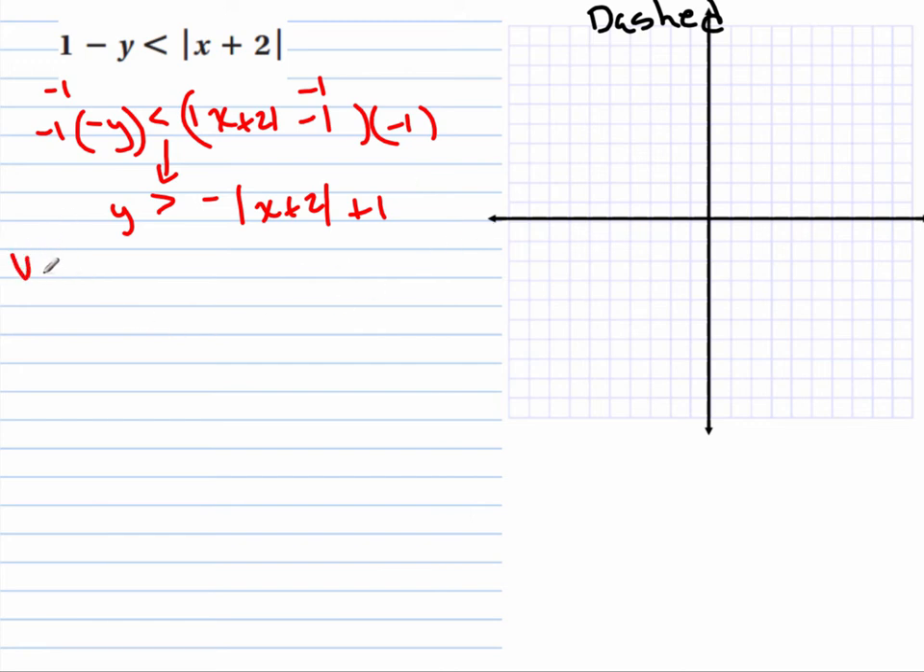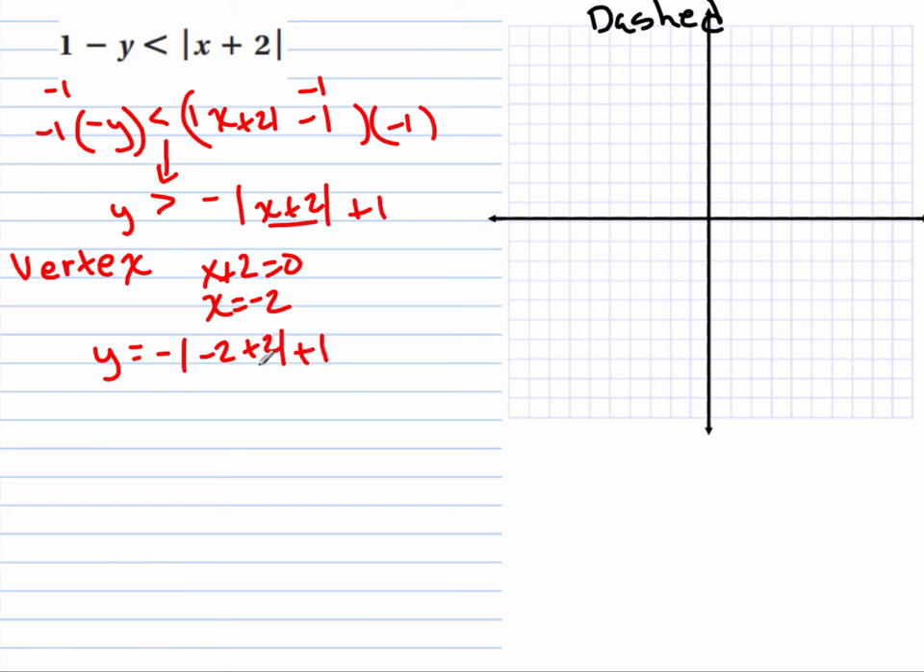Next, I want to find my vertex. To find the vertex, I take what's in the absolute value, and I set it equal to 0. So x is negative 2. After I find the x value of the vertex, I need to go and find the y value. So what is the y value? Y is going to be minus the absolute value of negative 2 plus 2, plus 1, or see, that's 0, so it's just 1. So I'm going to need to graph the point negative 2, 1. That is my vertex.